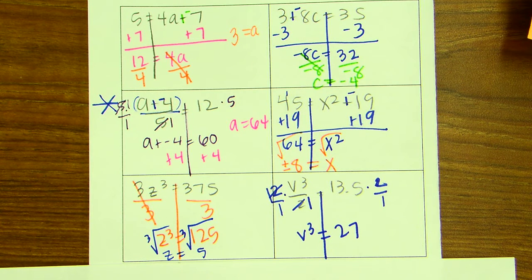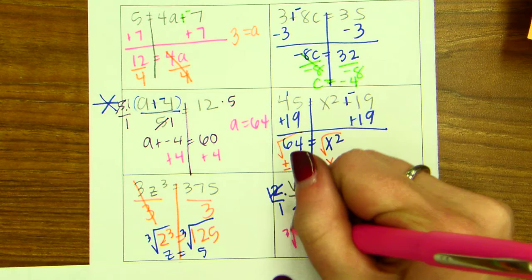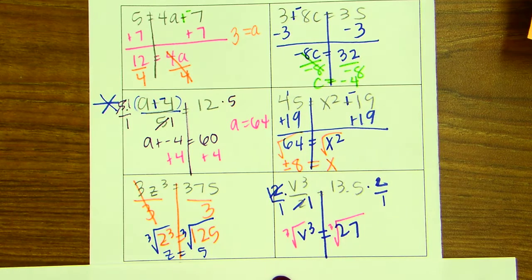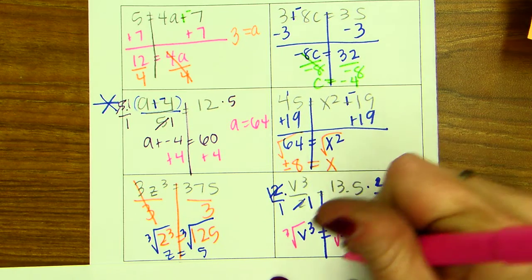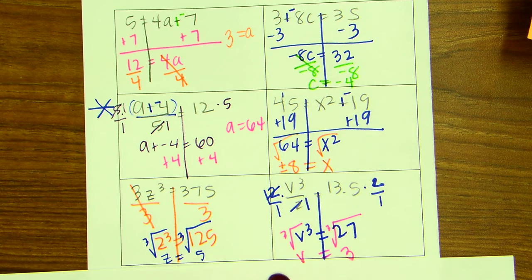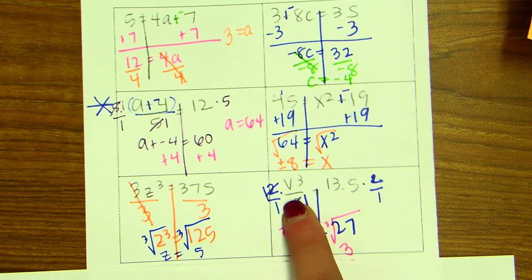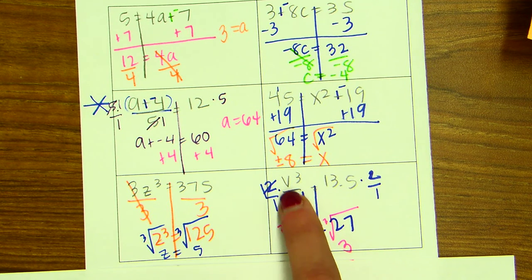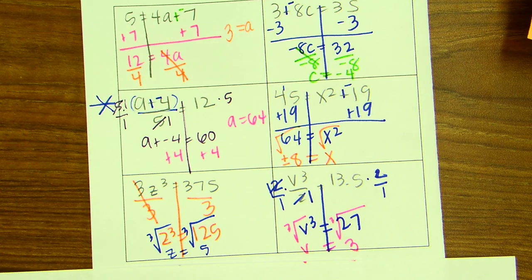Now I'm on step 3, which is to undo exponents. So I'm going to take the cube root of both sides. The cube root of v cubed is v. The cube root of 27 is 3. So if I plug 3 back into check, 3 times 3 times 3 is 27. 27 divided by 2 is 13.5. So we did that one correctly.